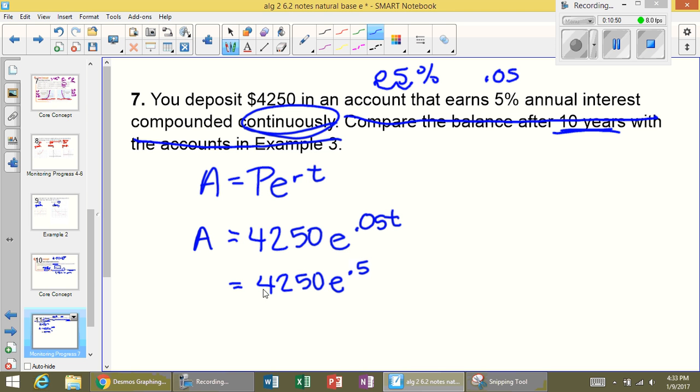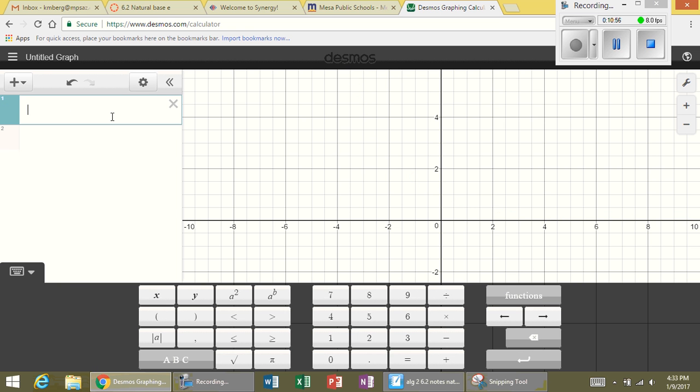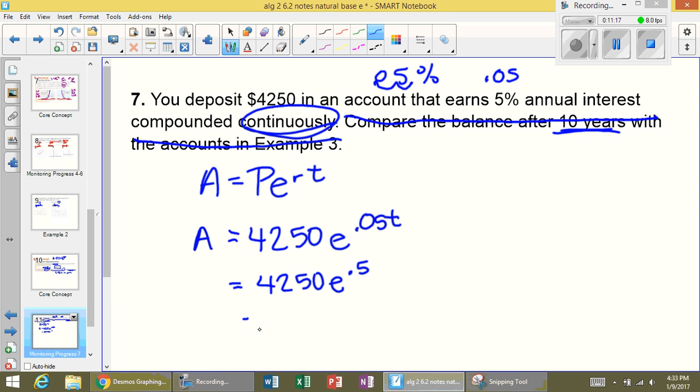Now the nice thing about Desmos is you could actually plug that into Desmos if you don't have a calculator at home. So instead of having an equation, I'm just going to type in the number, 4,250 e to the 0.5 power, and you'll notice that it does say $7,007, and this will be 7 cents. So this will turn into $7,007, and when we round, 7 cents. And as we discussed in class, please make sure that you are putting your dollar sign in the front so that you look intelligent instead of at the end of the number.